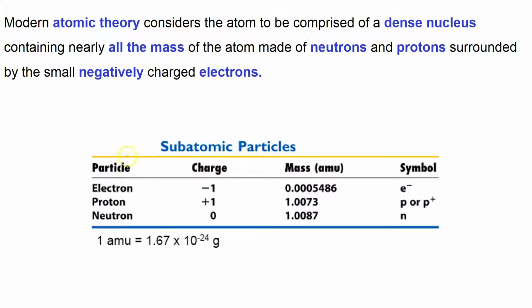So this gives us the modern atomic theory. We saw this table earlier. We have three subatomic particles: electrons, protons, and neutrons. Electrons have a negative charge, protons have a positive charge, neutrons have no charge. Electrons have very little mass. Protons and neutrons have approximately equal mass, with the neutrons being a tiny little bit heavier than the protons.